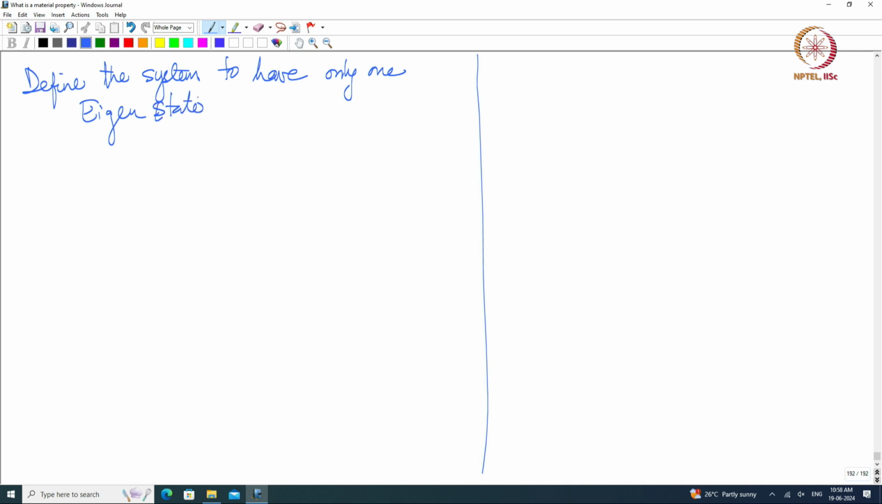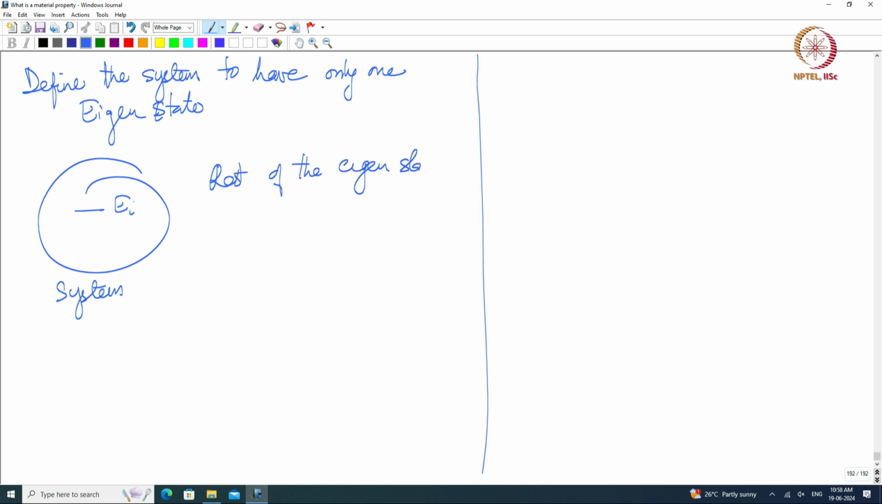Okay. So that eigenstate is E_i. The system has only one eigenstate, and if I fix my number of particles n, if I fix my spin, that spin should be exactly in that eigenstate. So there is no other possibility. So this is my system, and all the rest of the eigenstates are in the surroundings or in the reservoir.